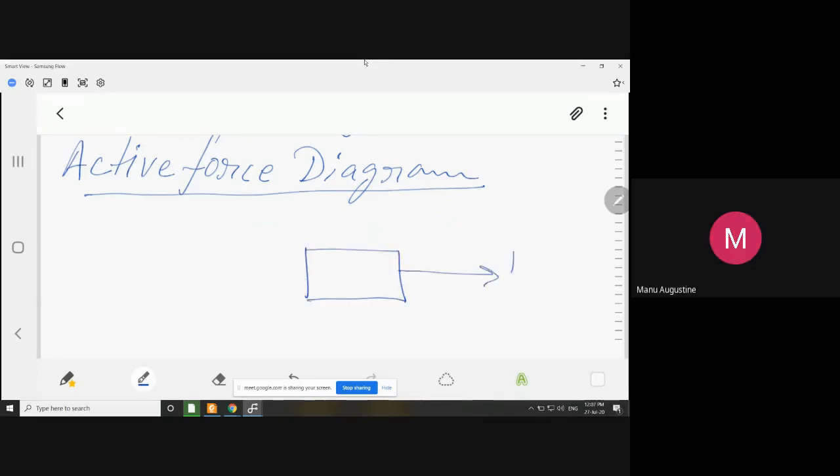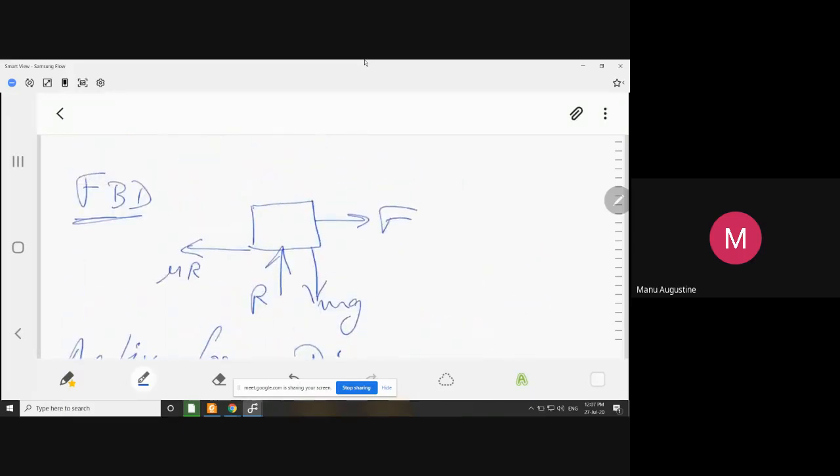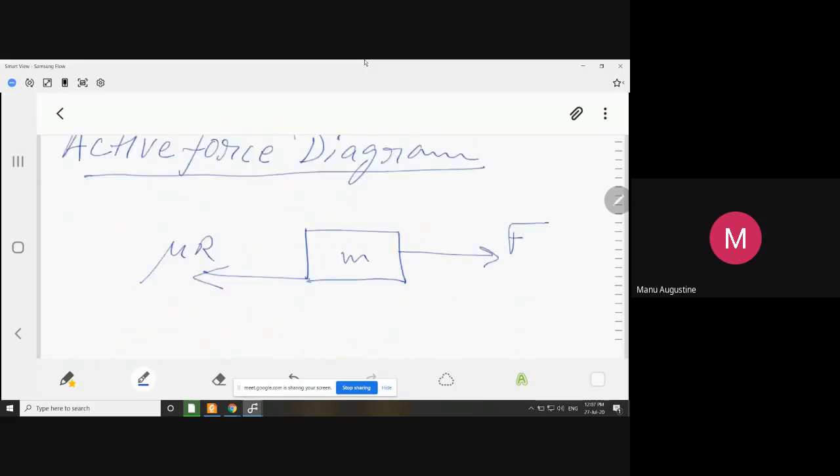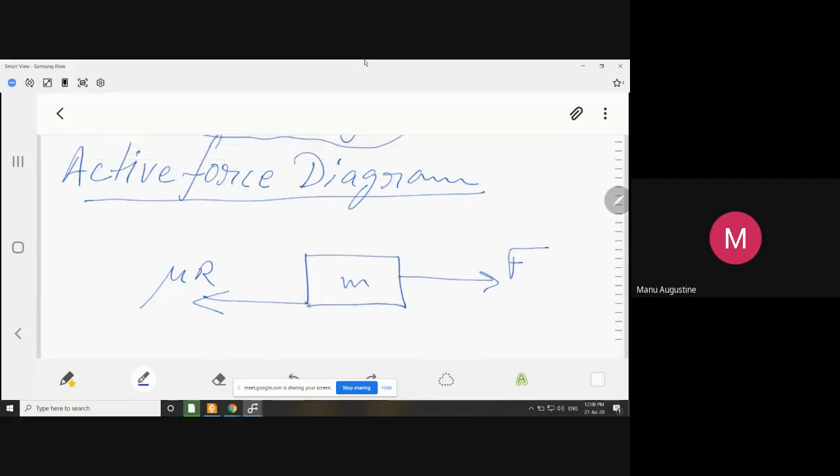the active force diagram will consist of F and mu R only. This ends the active force diagram. इसमें से मैंने रिएक्शन को हटा दिया, mg को हटा दिया. ऐसा क्यों किया? This is the active force diagram of the same problem and this is the free body diagram of the same problem. So as you can see, these are totally different. Free body diagram में 4 forces हैं और active force diagram में सिर्फ 2 ही forces हैं. So now comes the concept of active forces.